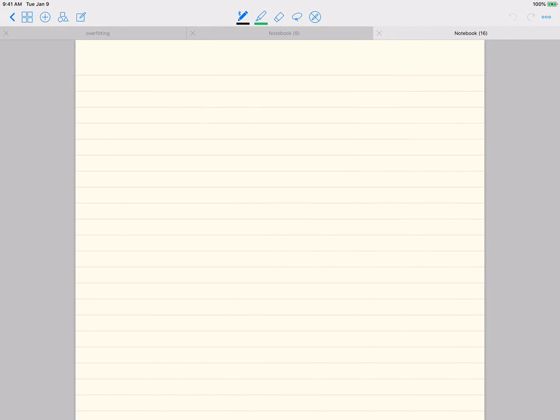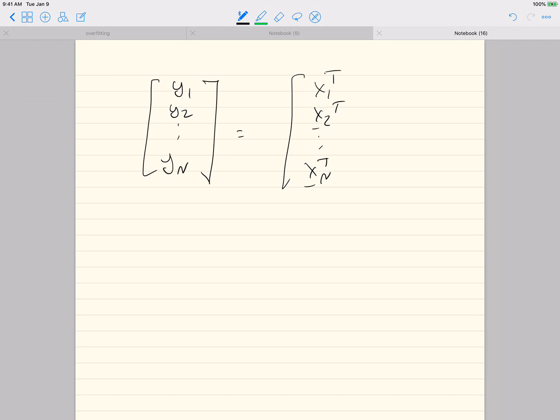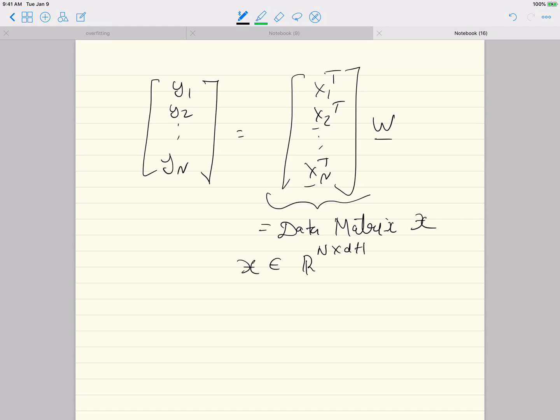Okay, so what we can do now is you have y1, y2 up to yn. You can write it as x1 transpose, x2 transpose up to xn transpose times w. Now, if this matrix is invertible, so this is our data matrix, if you recall linear regression. X is in R n by d plus 1, and here n equals d plus 1. The question is, can you find x1 to xn so that this matrix is invertible? Or is it impossible to do that? So can you select x1, x2 up to xn so that this matrix here is invertible?